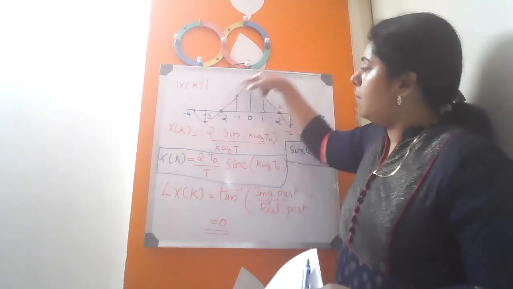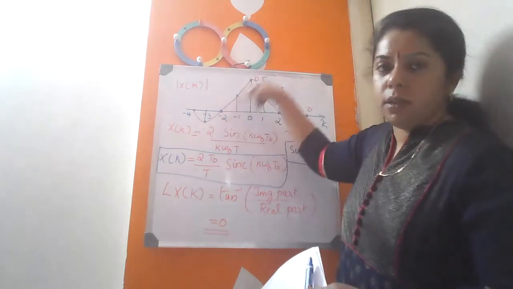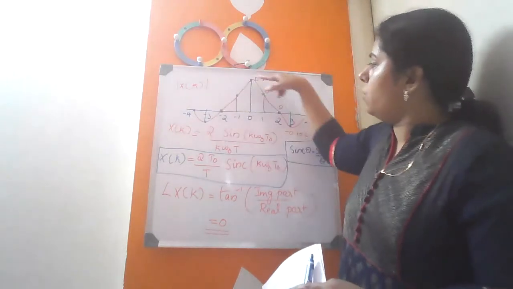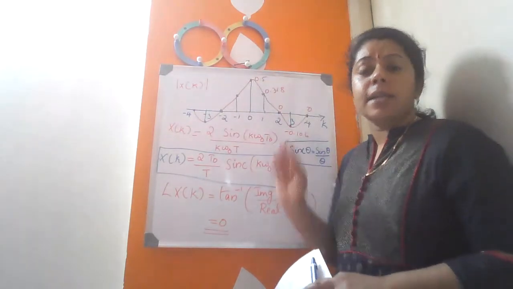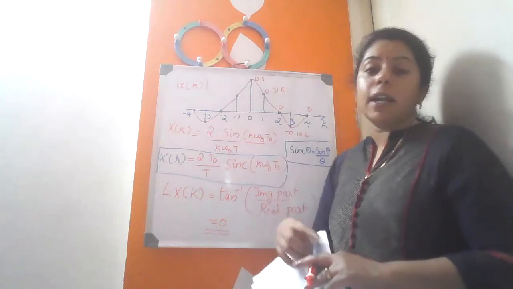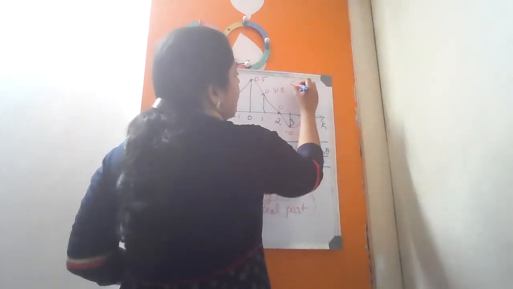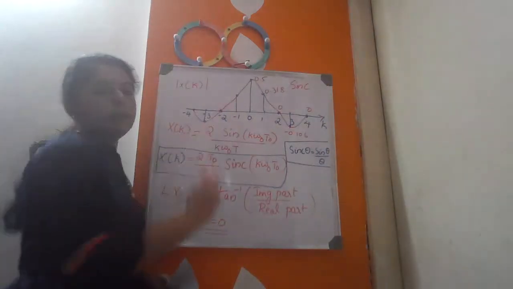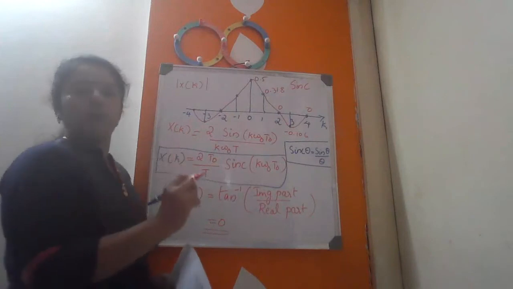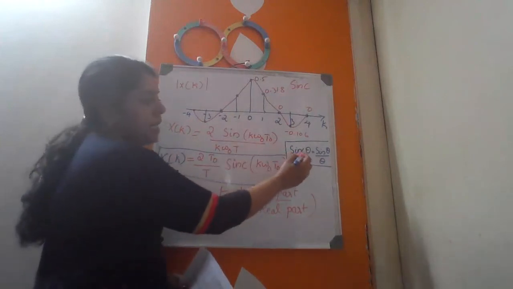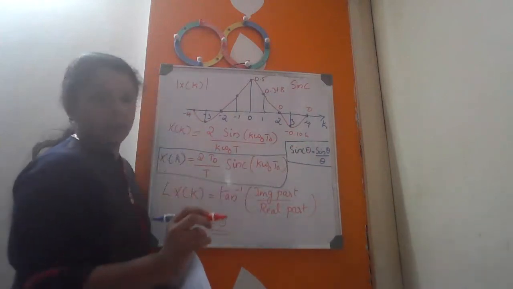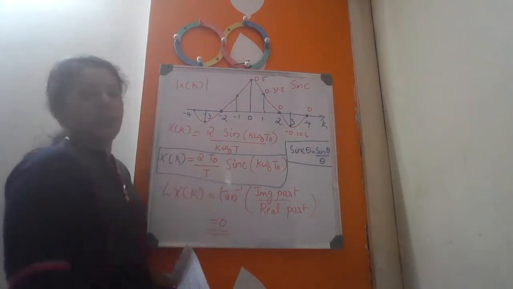If I draw an envelope over these points, I will get a waveform like this. This waveform is known as the sinc function, S-I-N-C. What is the sinc function? If I represent sine theta by theta, that is known as the sinc function.